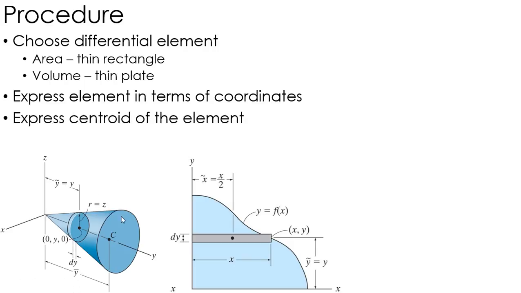Then I find the centroid of the element. The centroid of this rectangle is at some arbitrary location y, and x tilde is the width divided by 2 to find the centroid in terms of my coordinates. Same thing here: my element is drawn at some arbitrary distance y, so I set y tilde equal to y. Then I apply the equations that I showed on the previous slide, now that I have my differential element figured out.